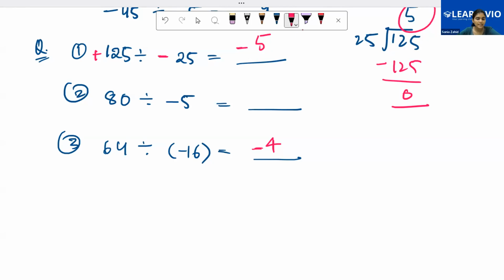The next is 80 divided by 5. What is 80 divided by 5? It's -16. Razan, how can you get 160? It's -16. And then 64 divided by 16 is -4, because you have opposite signs in all the cases. That is why you're getting negative signs. I'll give you a few more questions.